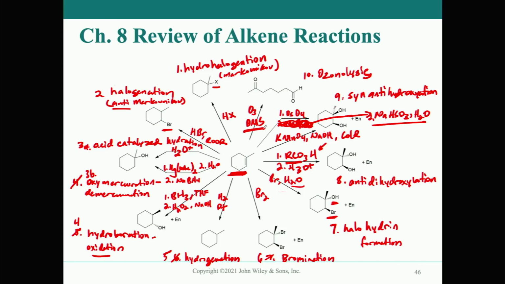So you need to know what the reagents are that are required to do these 10 reactions. You need to know what the products are going to be. You need to know their regiochemistry and their stereoselectivity or stereospecificity. But for chapter 8, you need to know these 10 reactions frontwards and backwards, and be able to apply them to all kinds of different molecules. Okay?